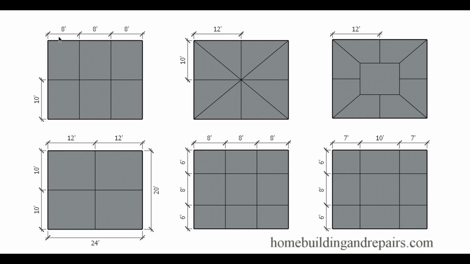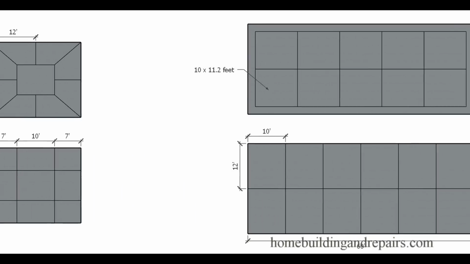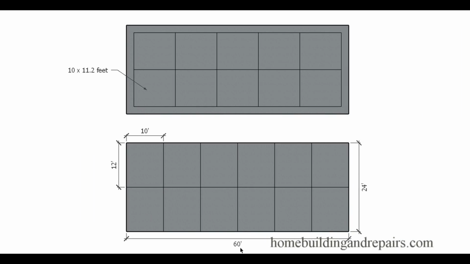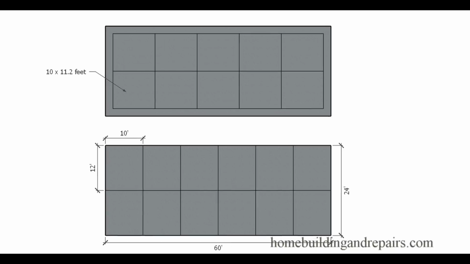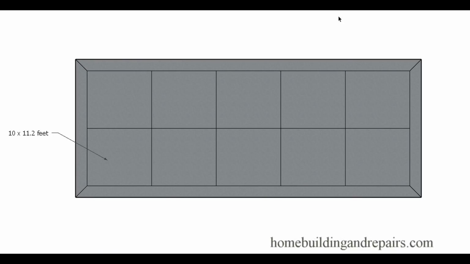Okay, here's another one. We have 24 foot by 20, kind of just the same thing, just kind of throwing it out there. You can kind of see where we're going with these. And a longer slab, something like this, 60 by 24, split it all up down the middle, 10 foot by 12 foot. This has a 10 foot by 11.2 foot rectangle.